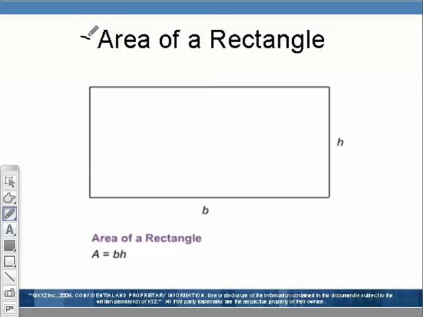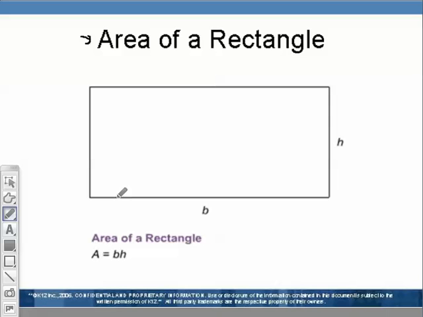Area differs from perimeter because where perimeter is the distance around the outside, area is how much space is taken up. Differences in types of questions that you're going to be asked: if you were asked how much paint it would take to paint a wall, that's an area. How many bricks it would take to put on a wall, that would be area. How much carpet to cover your floor, that would be area. How much space is taken up by the garden, that would be area. All of those are areas.